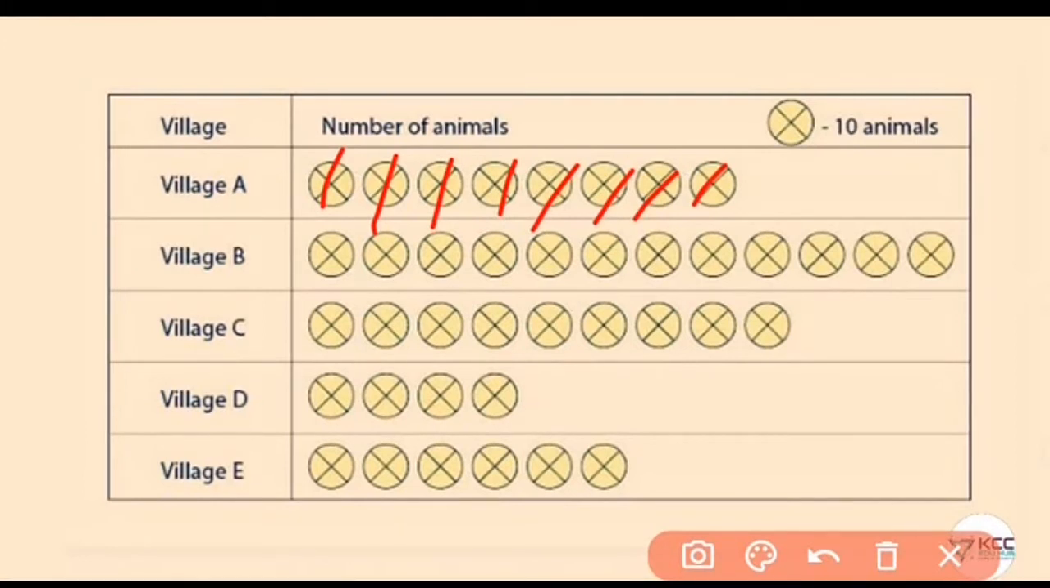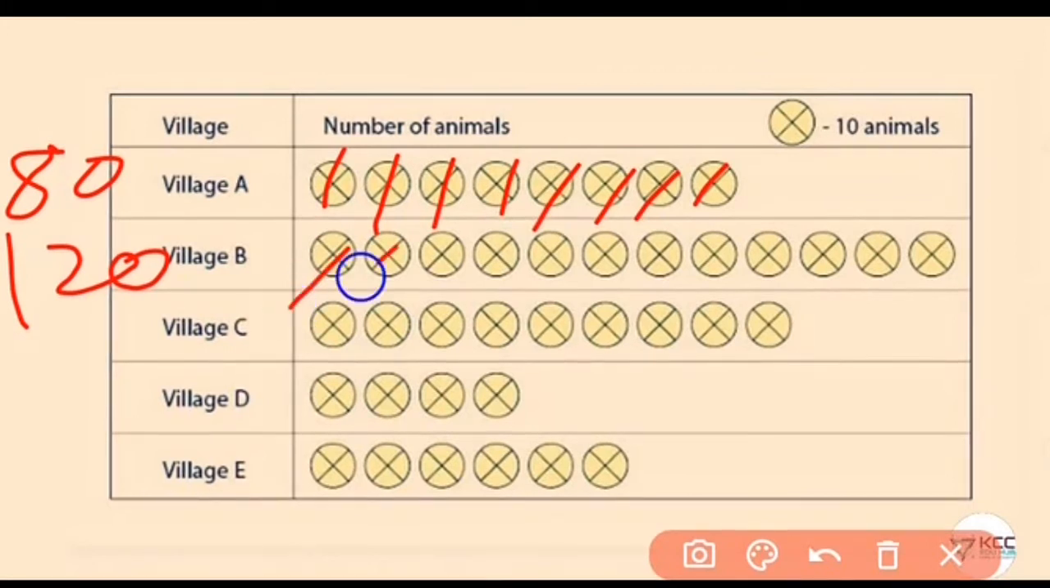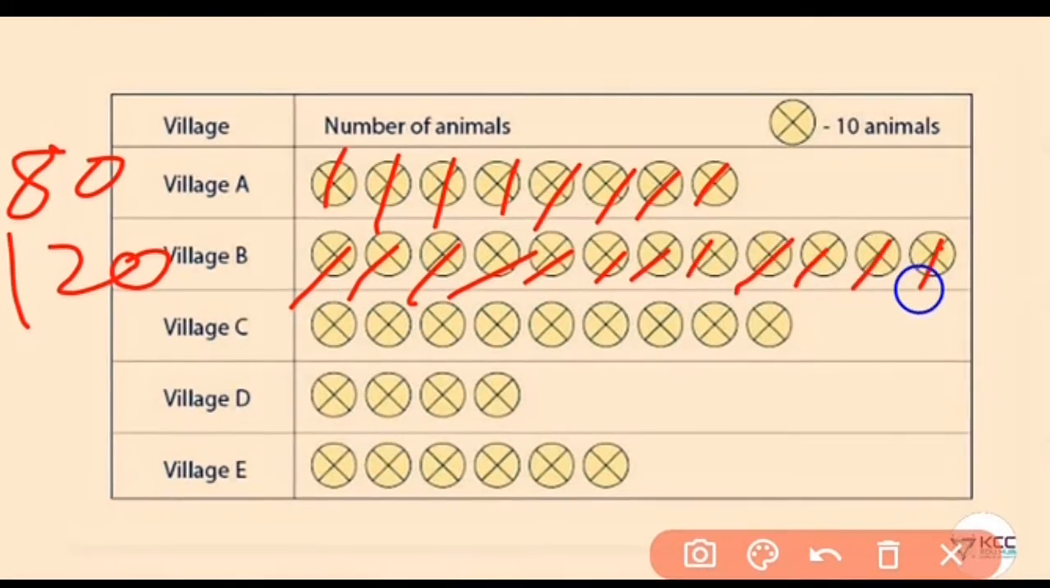Okay, in village B there are 120 animals. 120 means 12 symbols we have to show here. 1, 2, 3, 4, 5, 6, 7, 8, 9, 10, 11, 12.